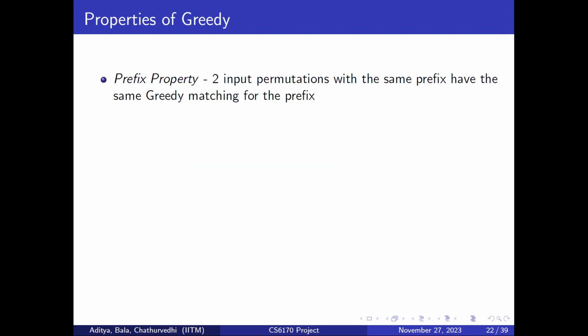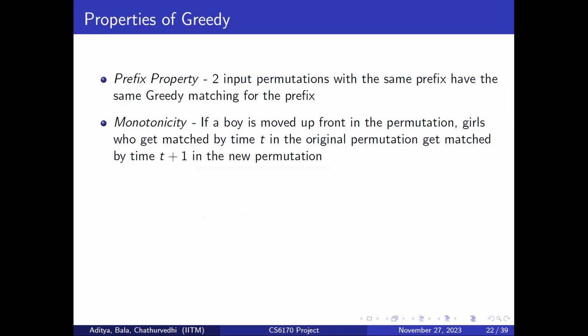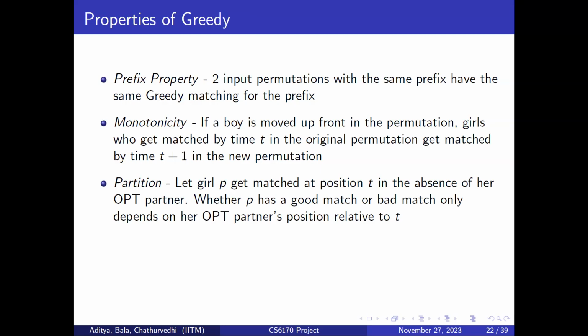So, three properties of greedy are crucial to arriving at the 1 minus 1 by e competitive ratio. The first is the prefix property. Two permutations of boys with the same prefix have the same greedy matching for that prefix. Second, monotonicity. If a boy is moved from some position up front to a position t, then girls who are matched by time t get matched by time t plus 1 in the new permutation. And the third is partition.